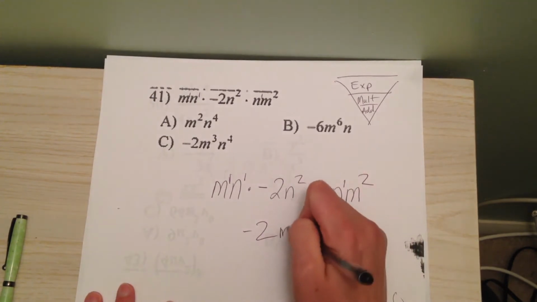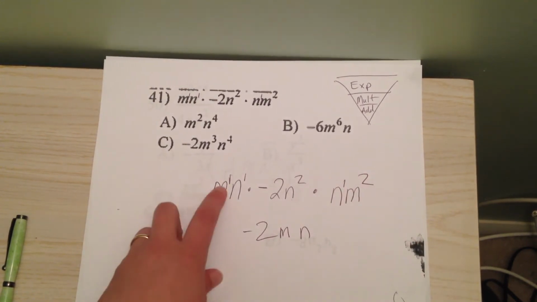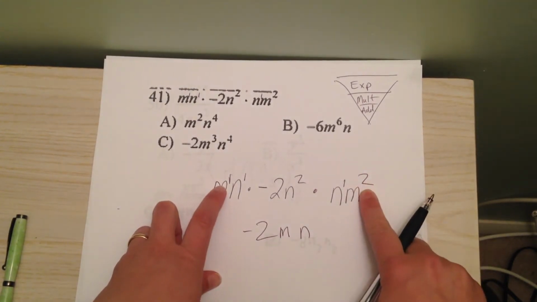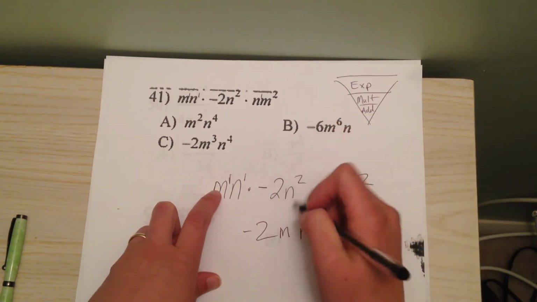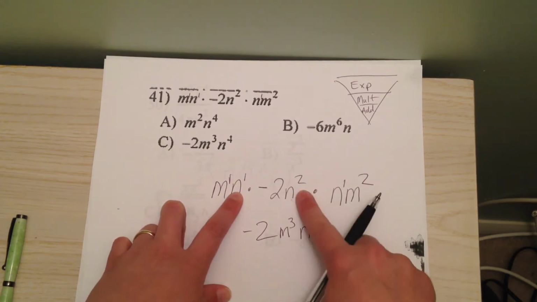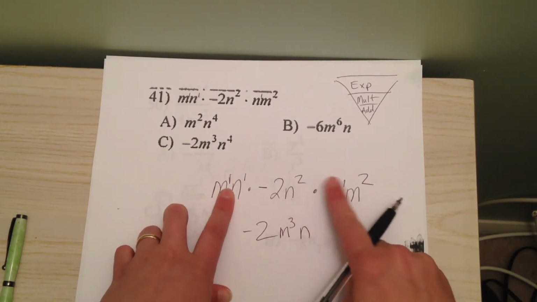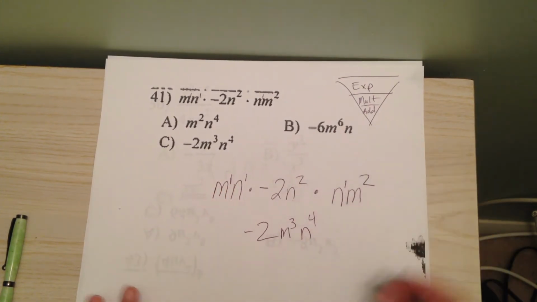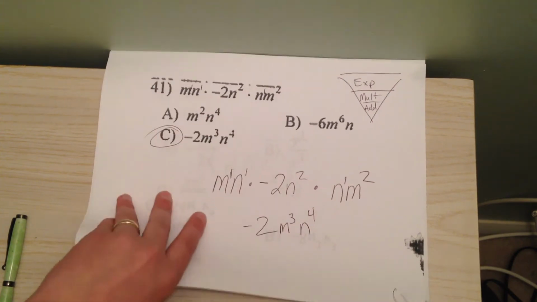Then tell me how many m's I have, how many n's I have. I have 1 here and 2 there for my m's, so altogether that is 3 of them. So we're adding exponents. For my n's, I have 1 here, 2 here, and another 1 there. So 1 plus 2 plus 1 is 4. And that's all you do. So pick that answer, C.